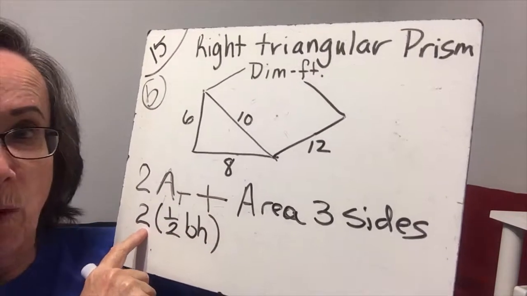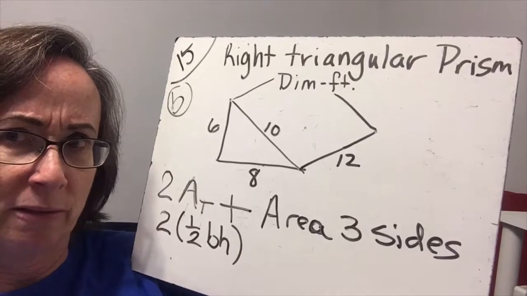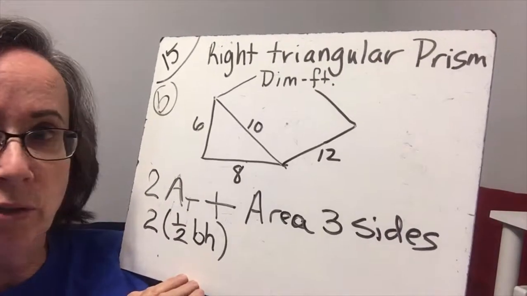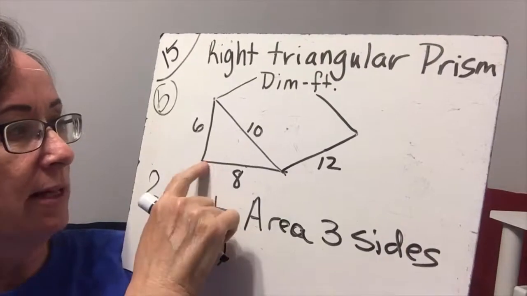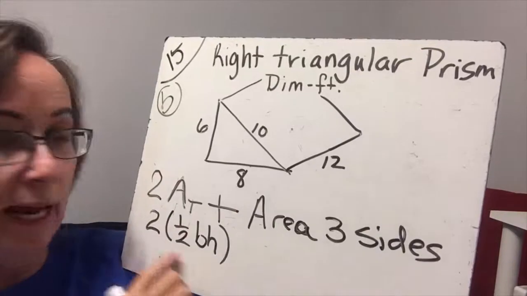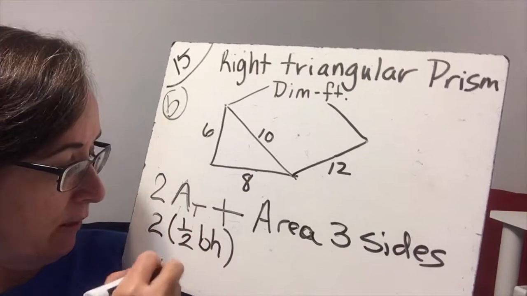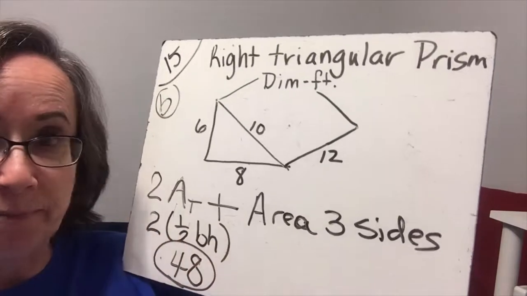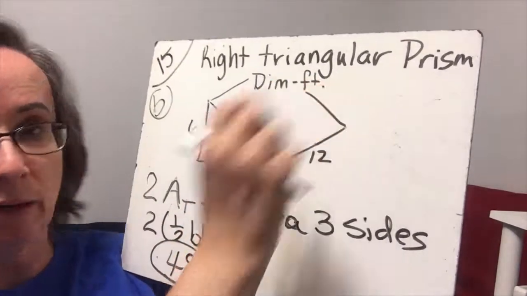But if I'm doing twice 1/2, why bother, right? Because twice 1/2, they're going to cancel out. So we're just going to find base times height. So base times height is 48. So the area of both triangles together will be 48. And that is done. And that's going to be in square feet.